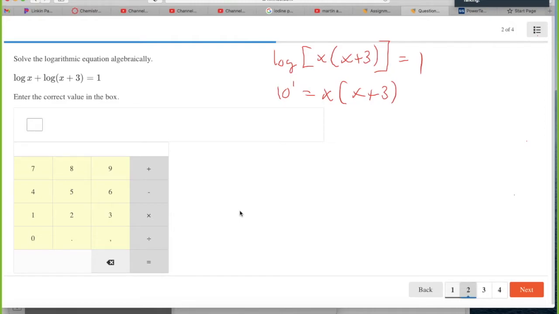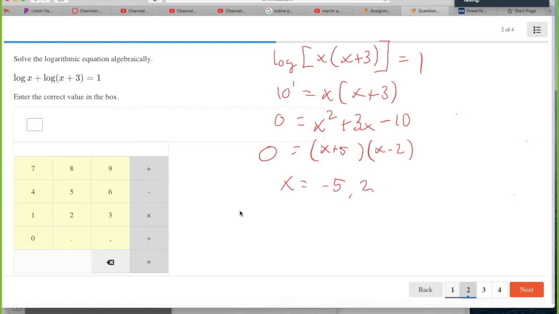Oh, I did want to distribute it out because I'm going to subtract 10 from both sides. So we're going to have 0 equals x squared plus 3x minus 10. So when we factor this, I'm assuming it's a 2 and a 5. We're going to have plus 5, minus 2. So when we add them together, we're going to get a positive 3x. So then we've got x equals negative 5 and 2.